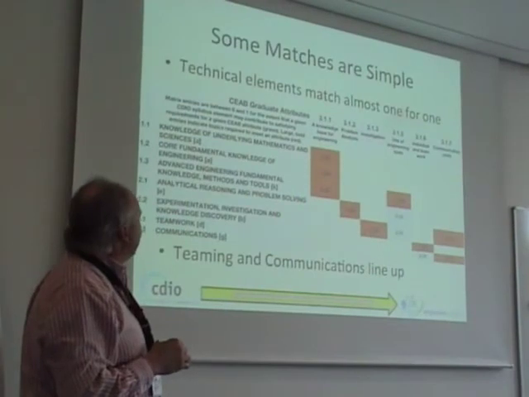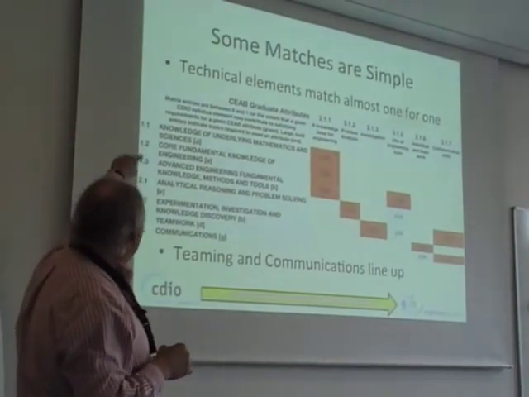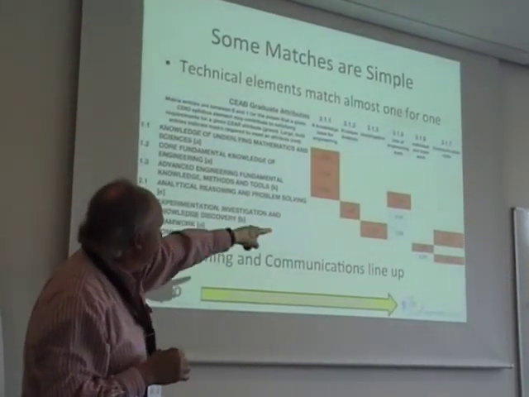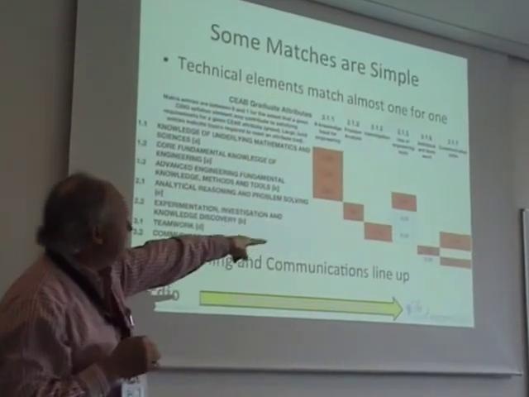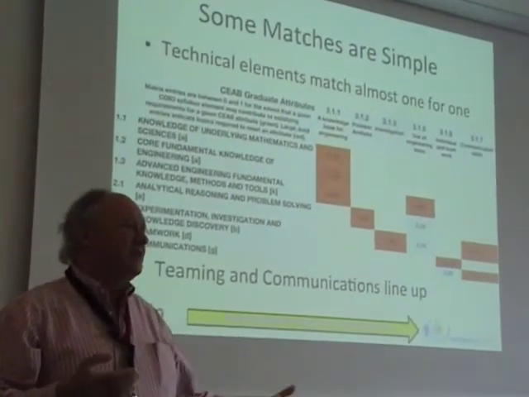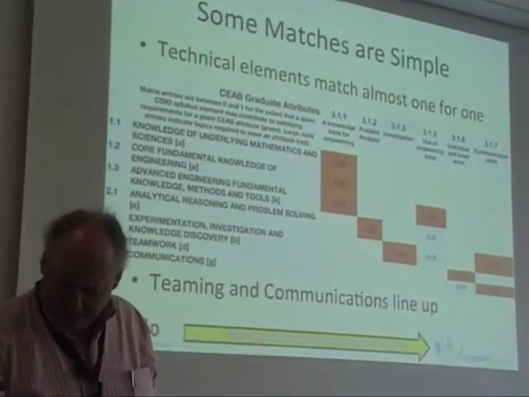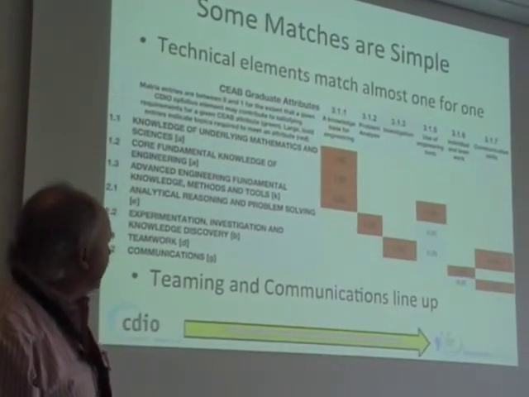So some of the matches are really simple. 1, 2, and 3 to 1, 2, and 3 between the two of them. Very close. Teaming and communication line up. The groupings are almost identical. It's a 1-for-1 mapping. So fairly straightforward.